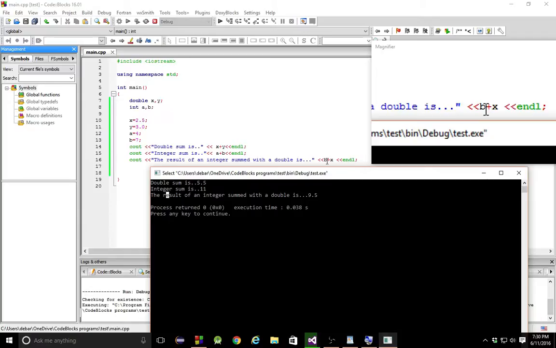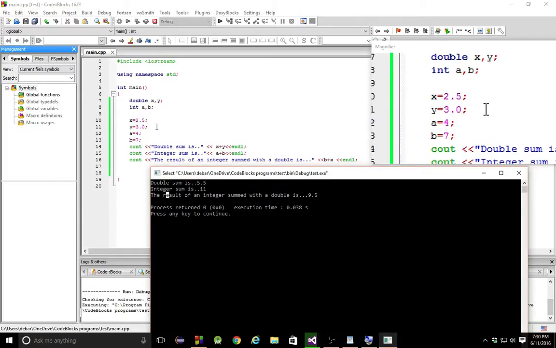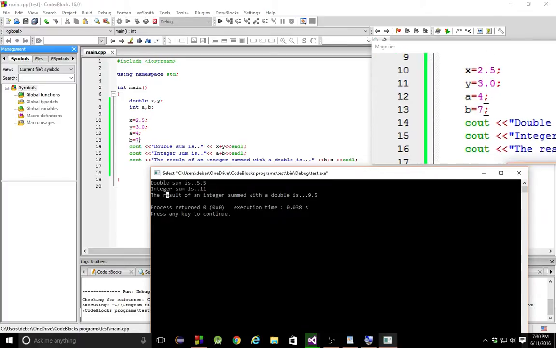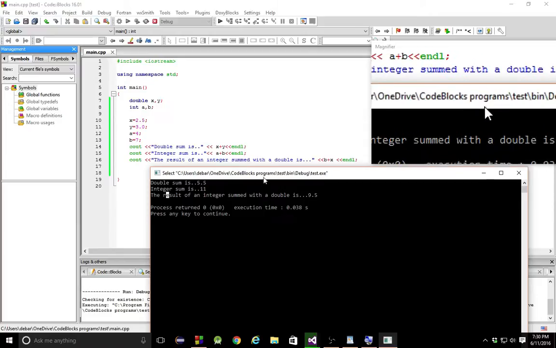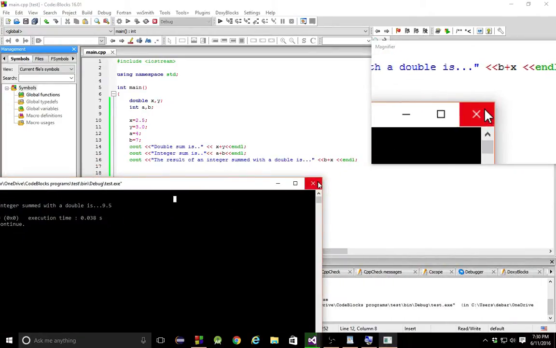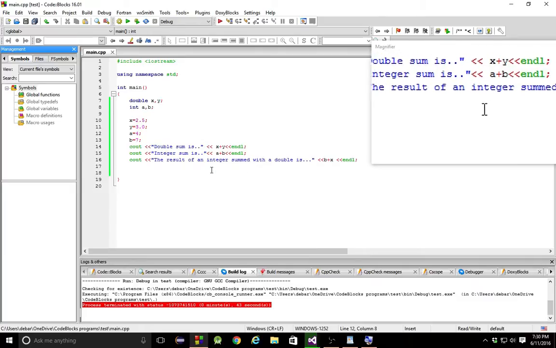So I summed 7 with x, or 2.5, and that makes sense because 2.5 plus 7 is 9.5. Alright, so all's well that ends well, right? Well, we have some more operations to do.